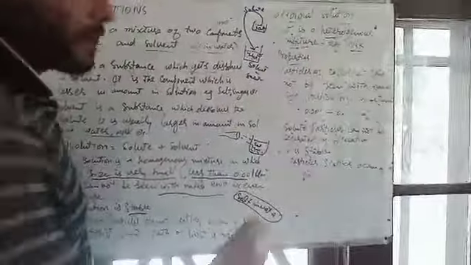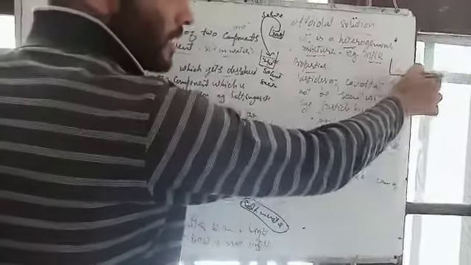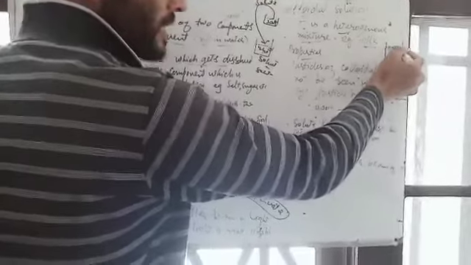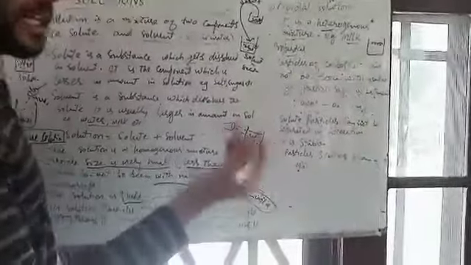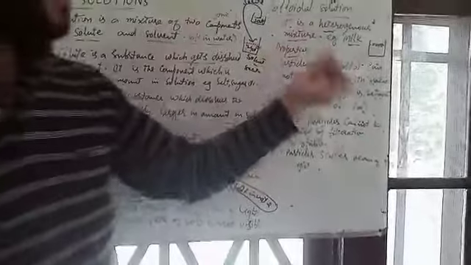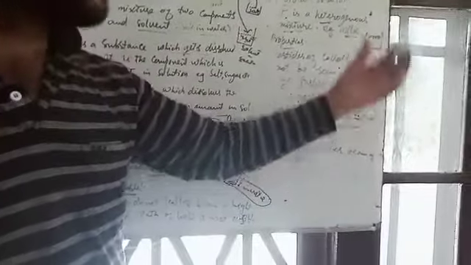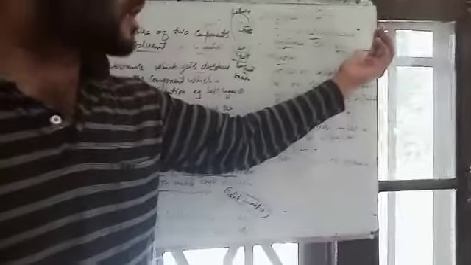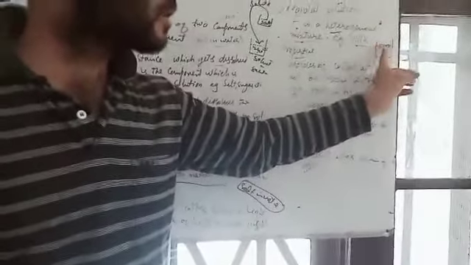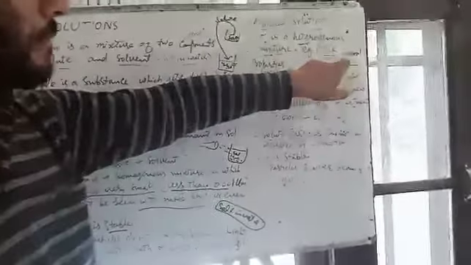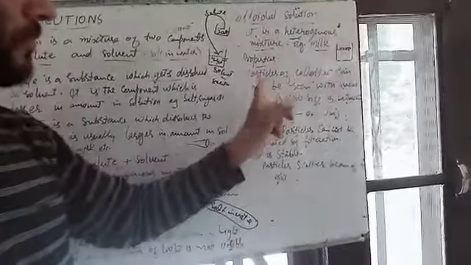For example, milk. Why is milk a colloidal solution? Because when you keep a glass of milk as such, some cream will collect at the top of the milk. That means these cream particles are spread inside the milk, and after some time these cream particles accumulate and collect on the surface of the milk. So milk is a colloidal solution.